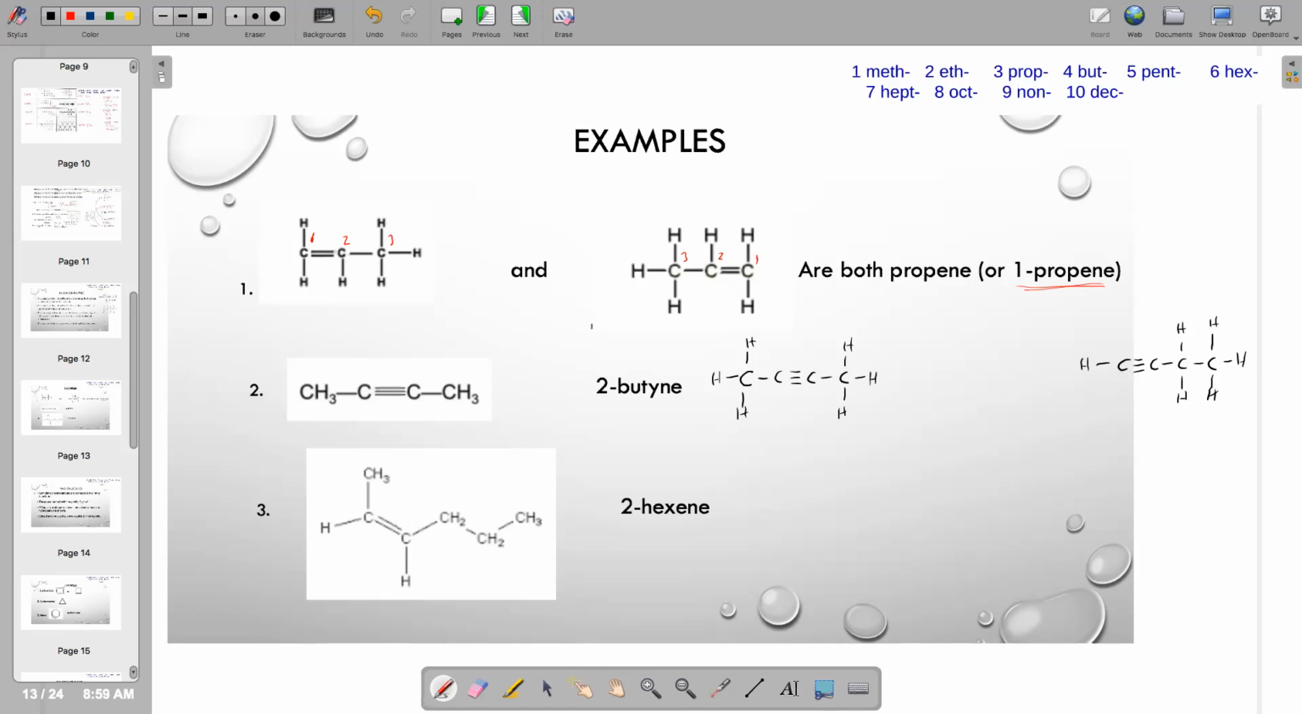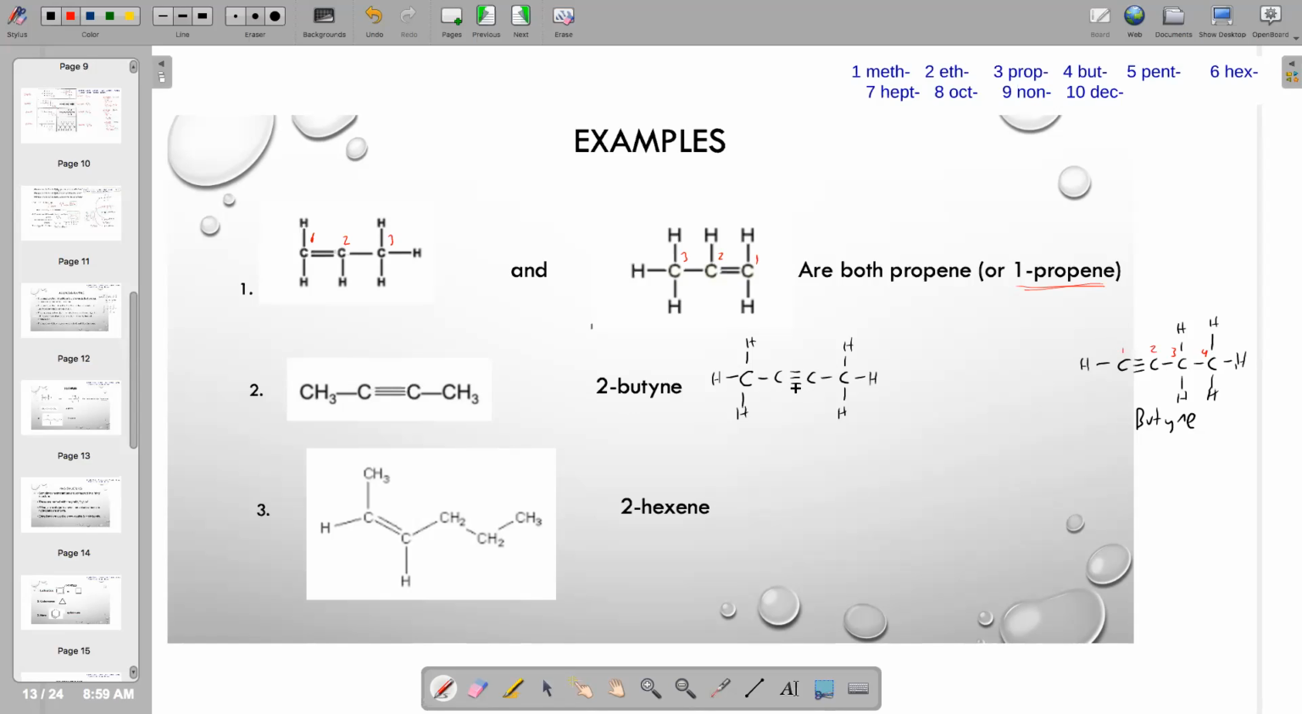This is still just butane, but it's not necessary to put a number in front of it. You wouldn't have to call it 1-butyne. It's redundant because if this is carbon 1, 2, 3, and 4, the triple bond is already on carbon 1. Or if you were to have the triple bond over here, this would just become carbon 1. So it's just called butane.